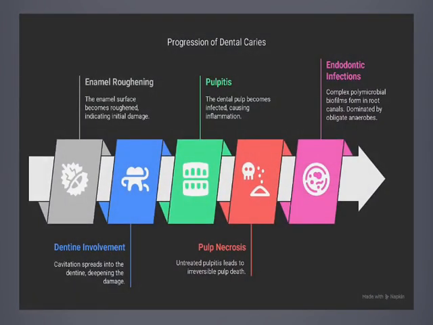As caries progress, enamel roughens and cavitation spreads into dentine, causing pulpitis. Without treatment, pulp tissue dies, leading to necrosis. Complex biofilms then form in root canals, dominated by anaerobic bacteria. This progression underlines the need for timely intervention to avoid severe infections.